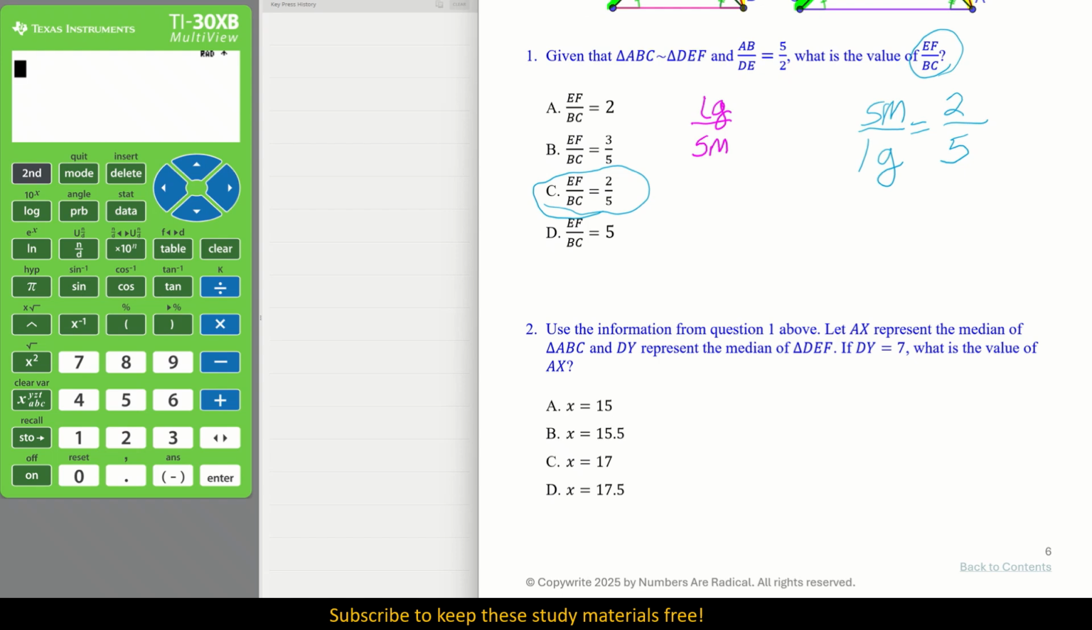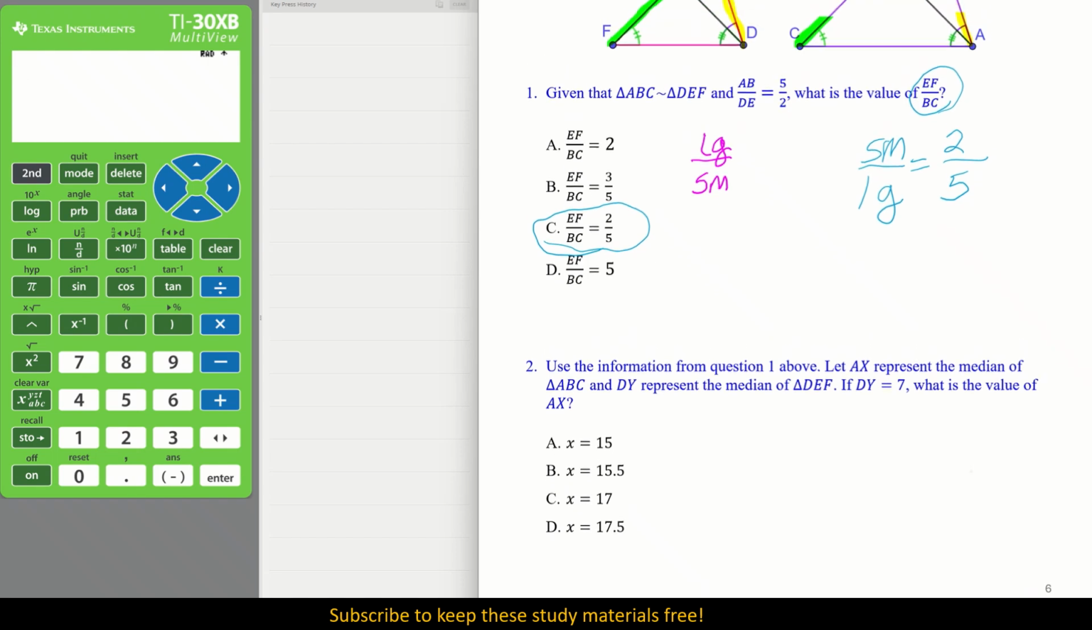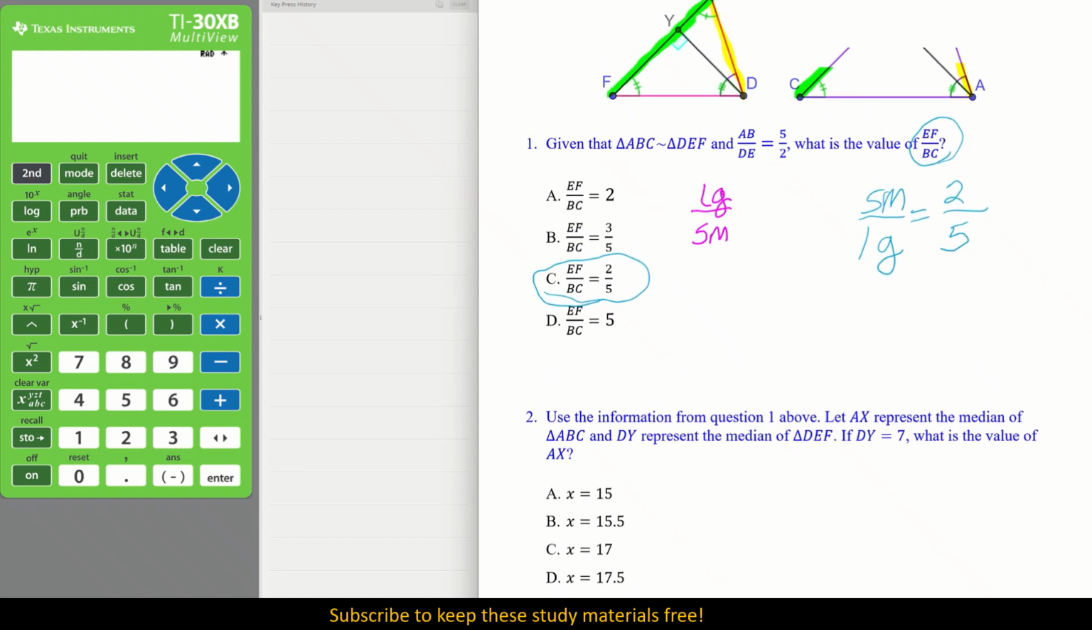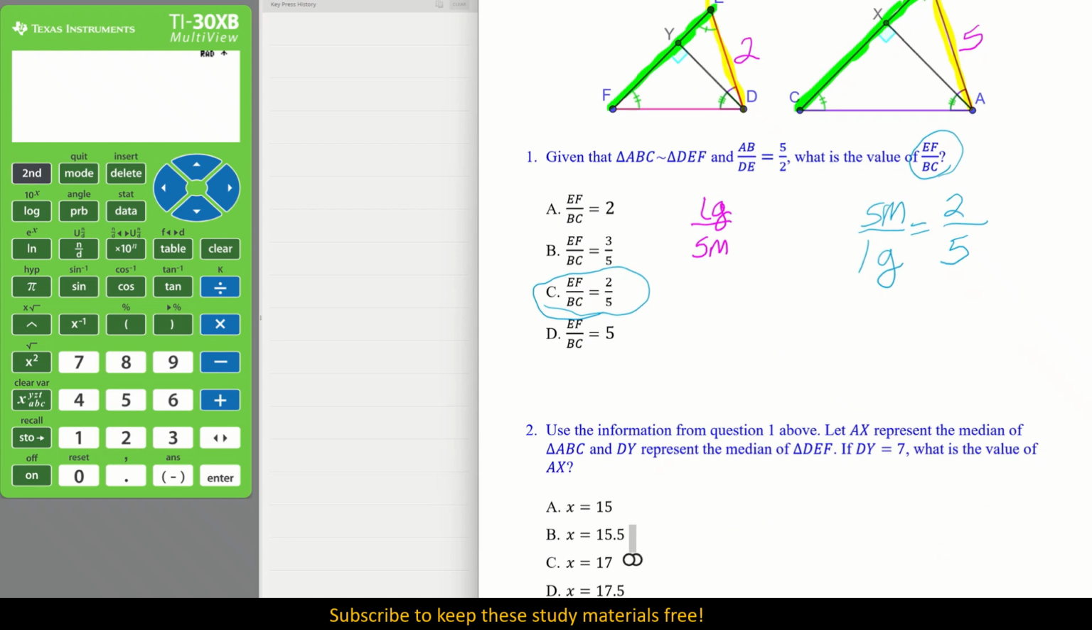Use the information from question 1 above. Let AX represent the median of ABC and DY represent the median of triangle DEF. Okay, so that means we need to take a good look here. I put it, let me bring it down just a smidge more. Sorry about that. Okay, so there we go.